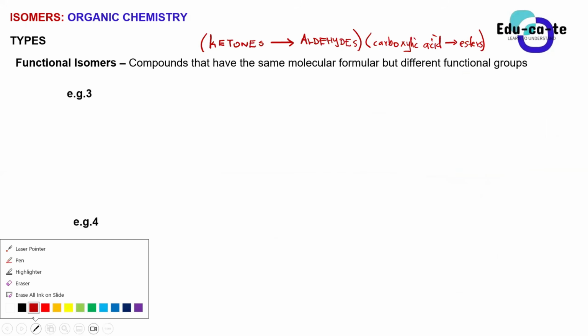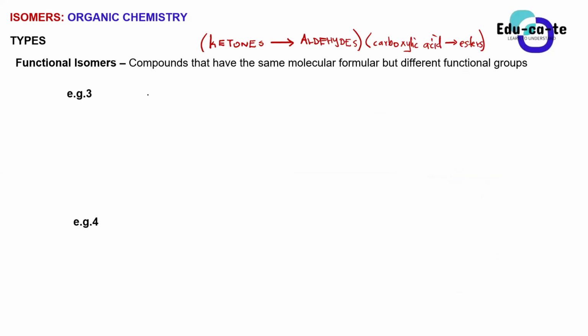So now let's just tweak our thing a bit and just have propanoic acid. So I give you propanoic acid and I say I want you to give me its functional isomer. Can you be able to write a functional isomer for propanoic acid? Okay, sir.